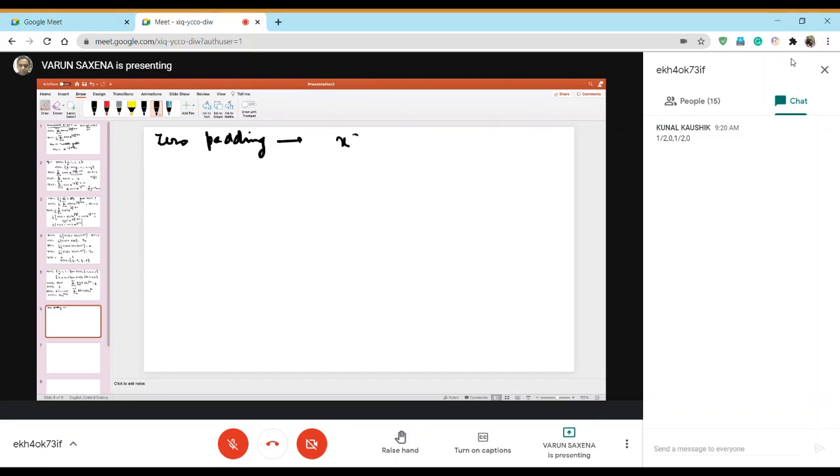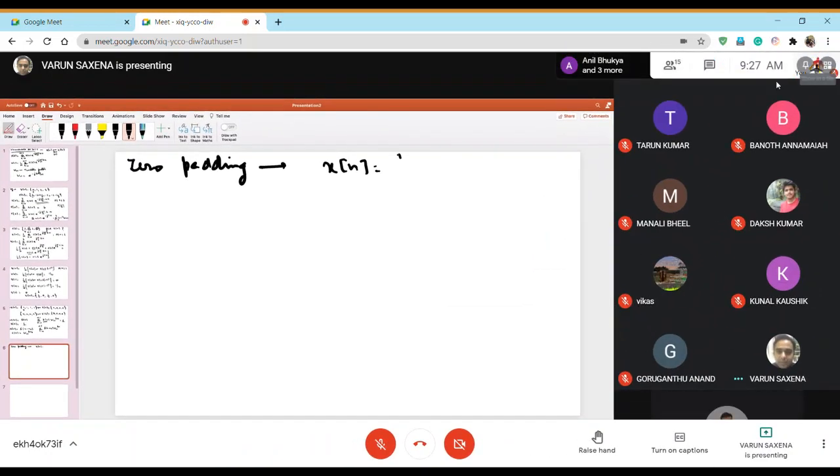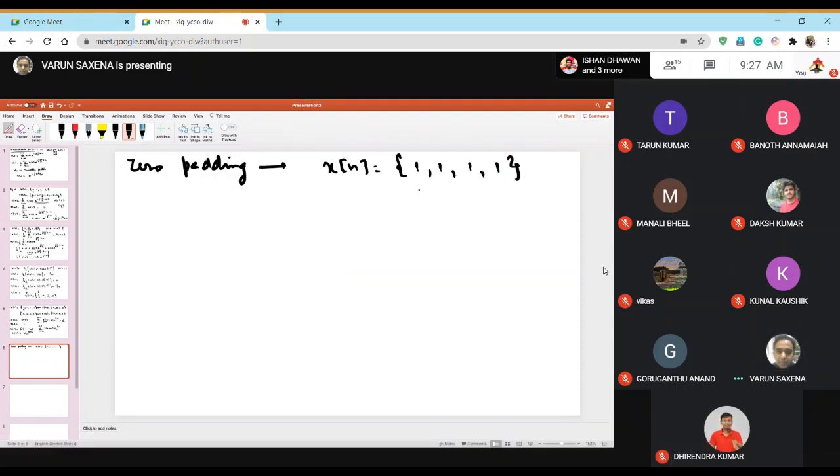For example, I'll just refresh your memory a little bit. If you have x[n] like this, and here N is 4, and suppose I want to make it a sequence of N equal to 8, this will be transformed to some x1[n]. So this would be 1 1 1 1 0 0 0 0. So this is the sequence that you obtain. This is zero padding.